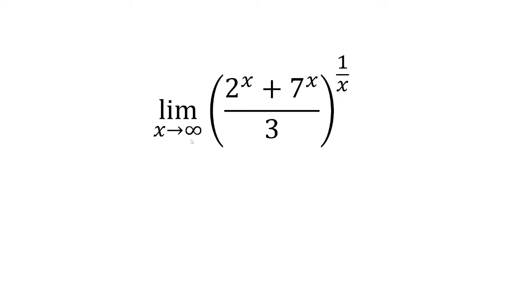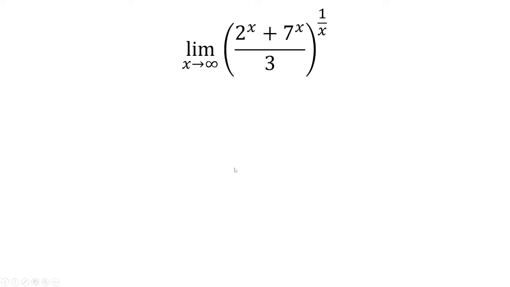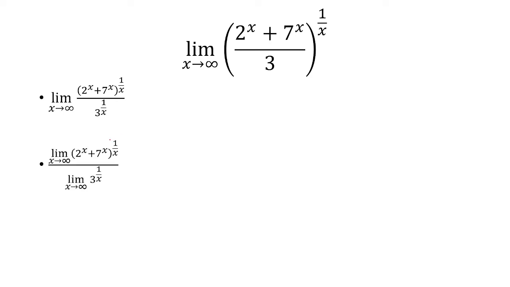In this video, we're going to find the limit as x approaches infinity of (2^x + 7^x)^(1/3)^(1/x)... that is, 2 to the x plus 7 to the x, over 3, raised to the 1 over x power. So the first step is to distribute the 1 over x to both the numerator and the denominator. And now I can break this up as two separate limits. So this is the quotient rule of the limit.